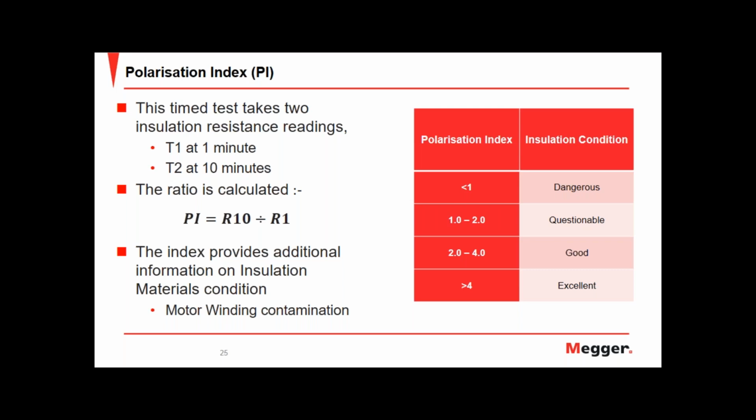Just as an aside, it might be worth noting that when you perform a PI test, because you've actually gone through a 30-second and a 60-second interval, the DAR value is provided as part of this PI test as well. So that's a good way to kill two birds with one stone. You get two tests for the price of one.